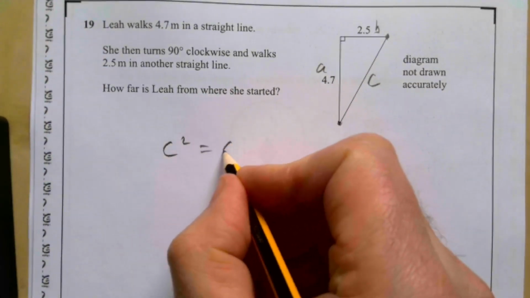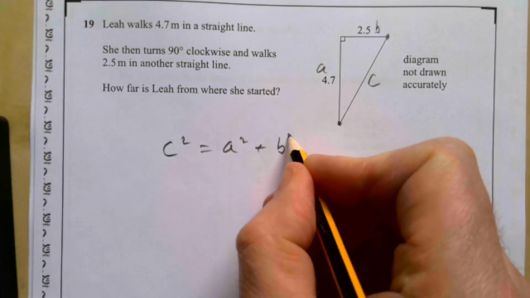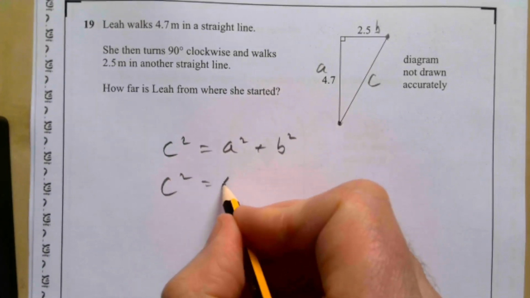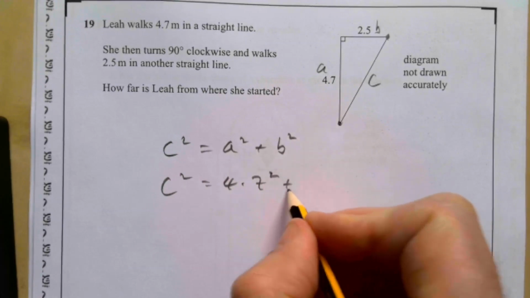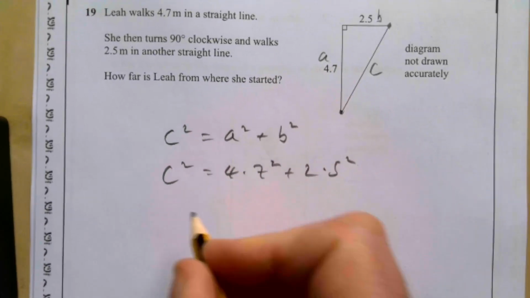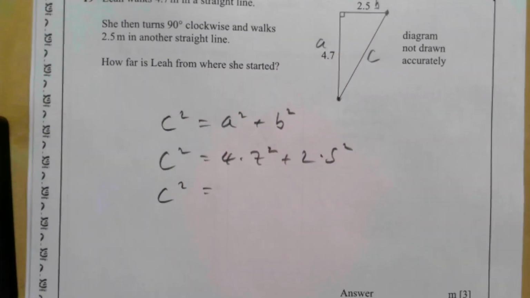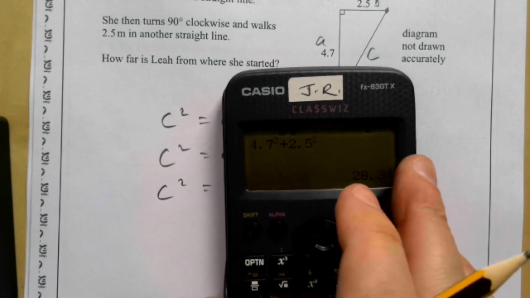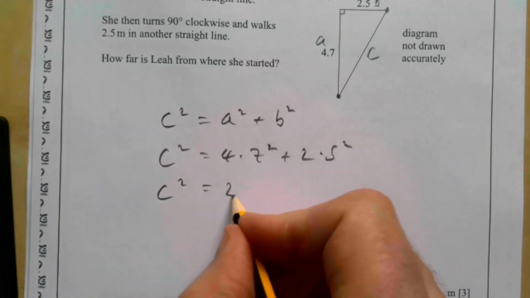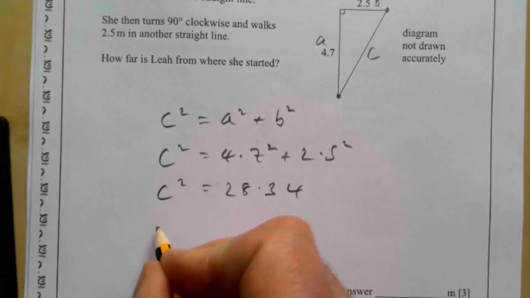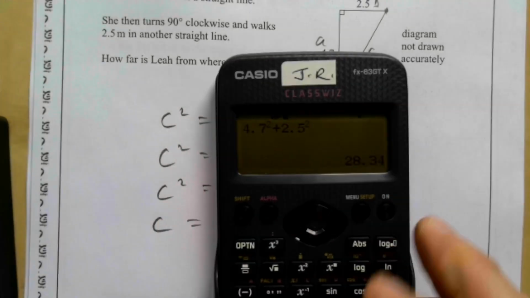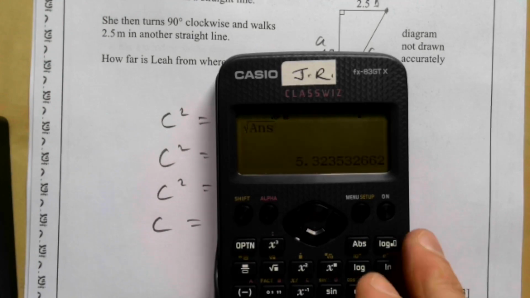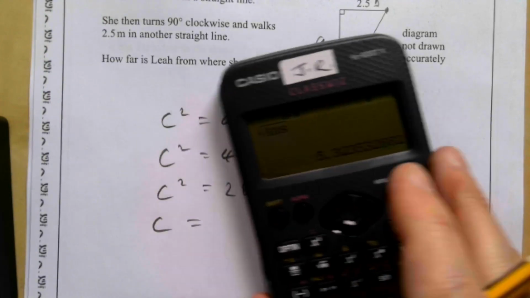C squared equals A squared plus B squared. C squared is 4.7 squared plus 2.5 squared. C squared is 28.34. C then is the square root of that, 5.32.